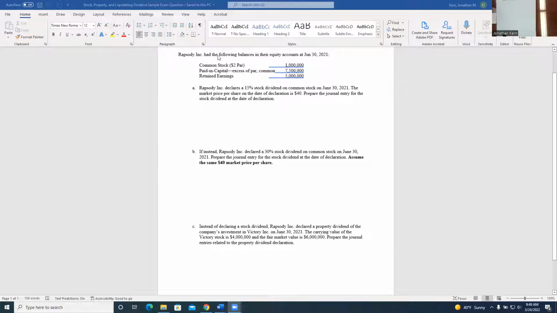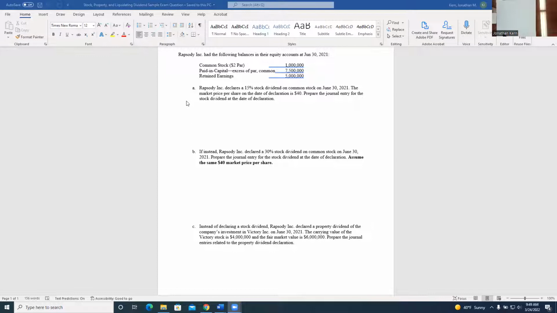So Rhapsody Inc. had the following balances in their equity accounts at June 30th, 2021. They had common stock at $2 par of $1 million. It had paid-in capital in excess of par common of $7.5 million, and they had retained earnings of $5 million.